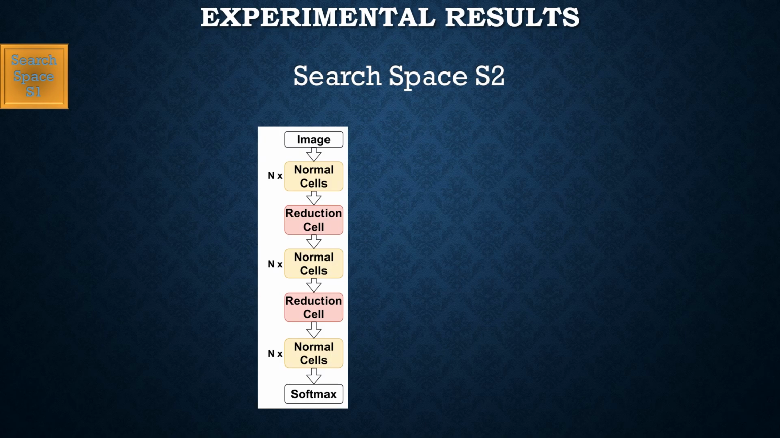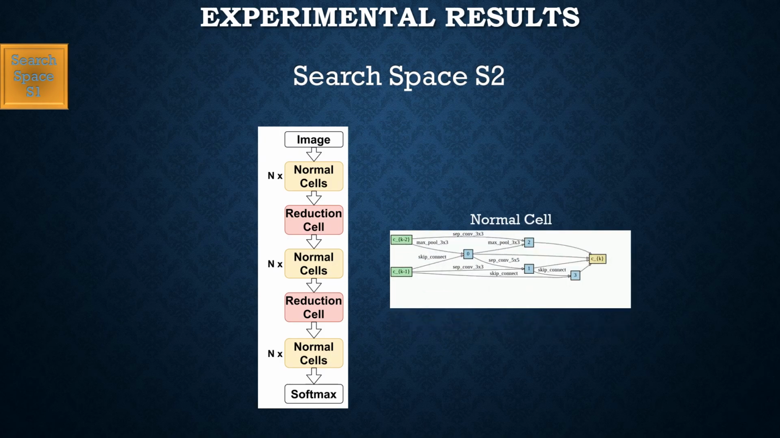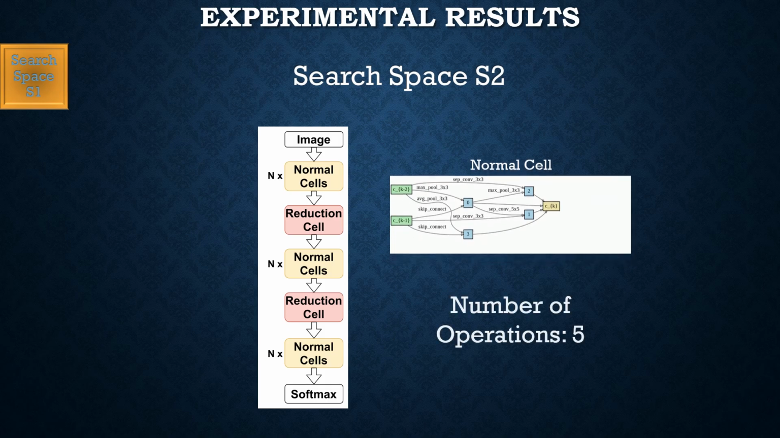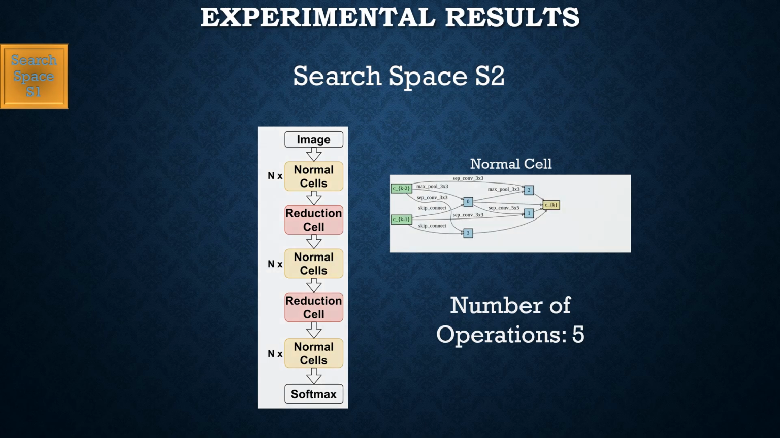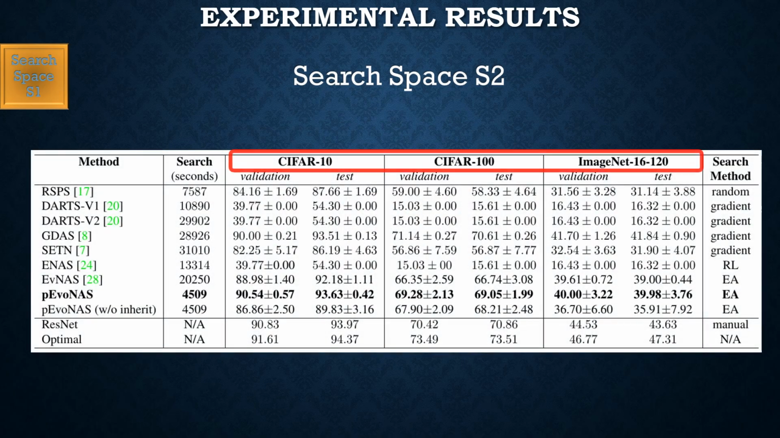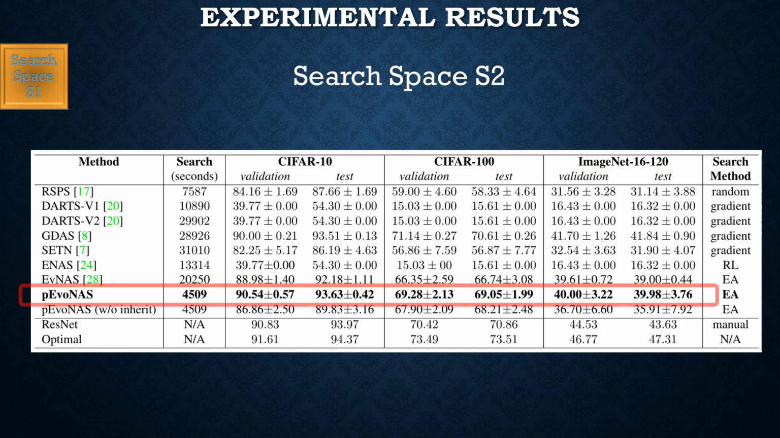Now, for the search space S2, we only search for the normal cell. And the number of operations considered here is 5. This reduces the size of the search space as compared to the previous search space S1. Here we search the architecture on CIFAR10, CIFAR100 and ImageNet16-120 dataset. The results are reported in terms of accuracy, so higher the value, the better it is. Here also our method outperforms other gradient-based methods.